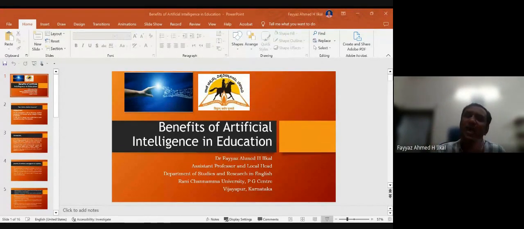And here we also have a kind of personalization. Artificial intelligence can adapt content to the student based on the grasping power of the student. Here, it creates a personalized learning experience rather than a one-size-fits-all approach.